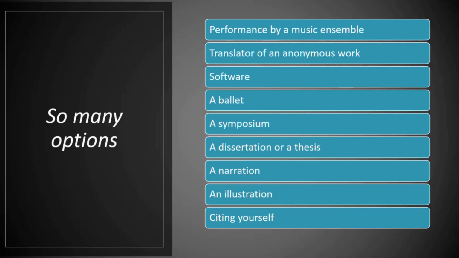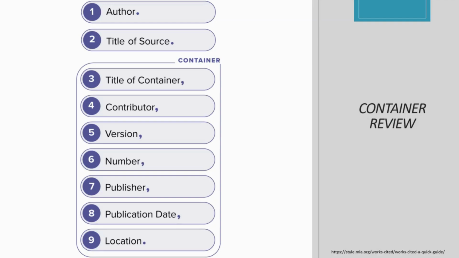As I mentioned before, there are so many different source types that you might somehow have to cite. Maybe even a ballet. Maybe you go to a ballet and you're going to do an analysis of it. Maybe it's a dissertation or a thesis. Don't worry, for all of these, you use the same guide, this container review, this order of elements. Omit the ones that aren't included, fill in which ones are.